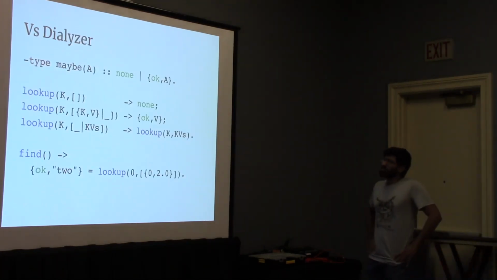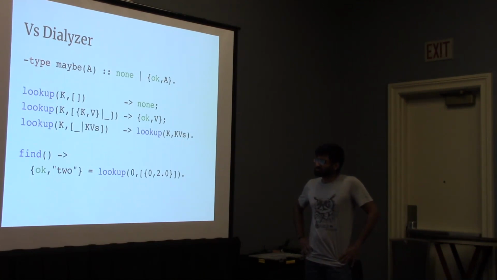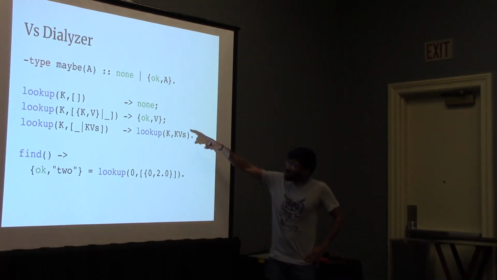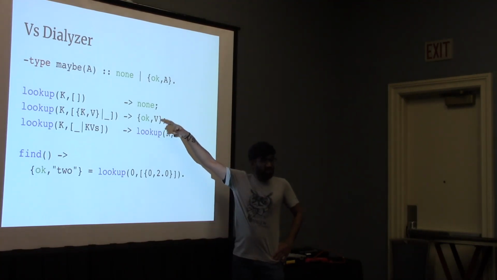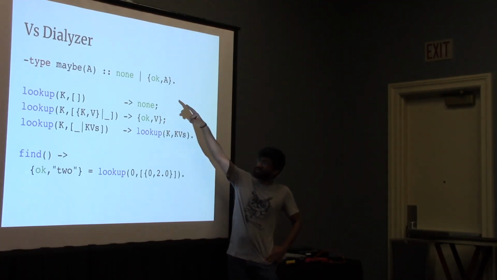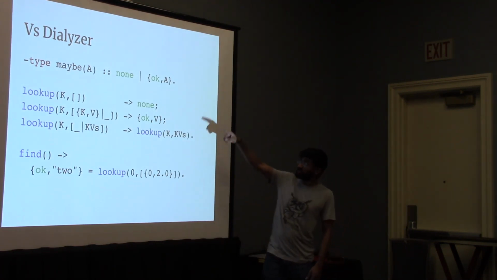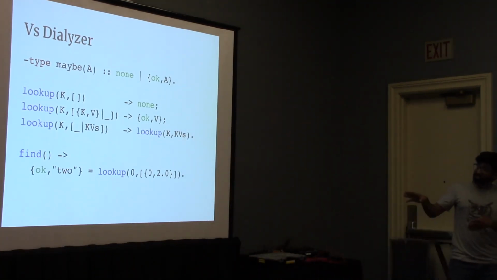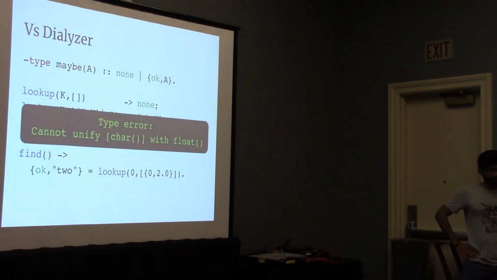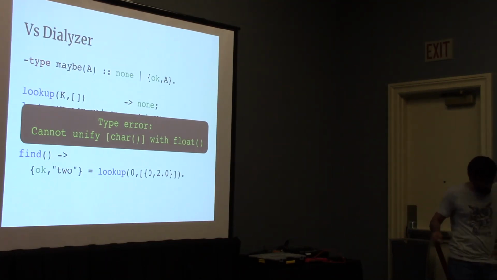So going back to a previous example, notice that these two are constructors of the same type. We know that, but I have to tell the type system that. So I add an ADT saying, maybe A, none, okay, A is of the same type, and then lookup has a valid type now. And once you have this ADT, you run the type checker, and then you get this very pretty type error saying, cannot unify string with float. You get line numbers too.